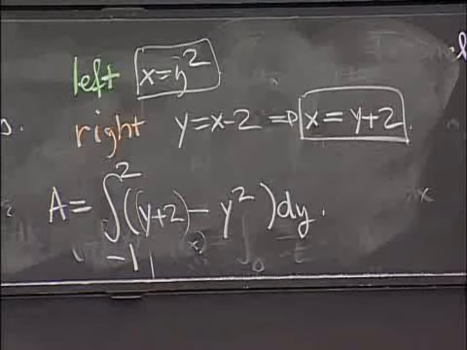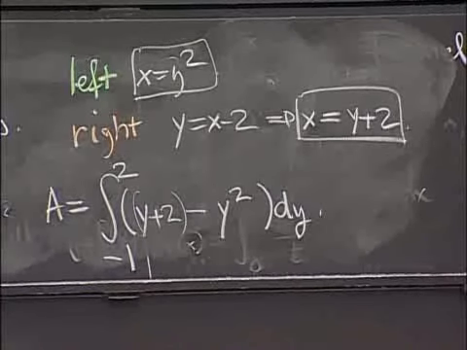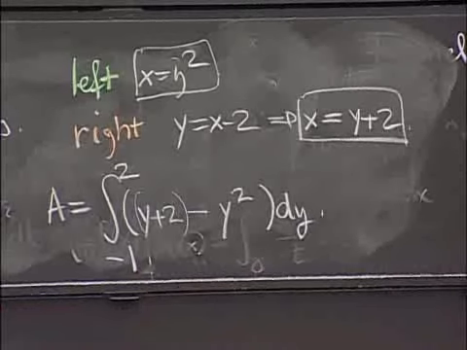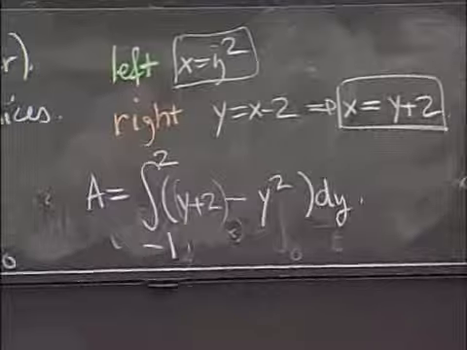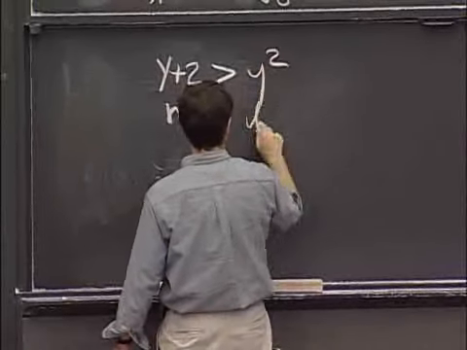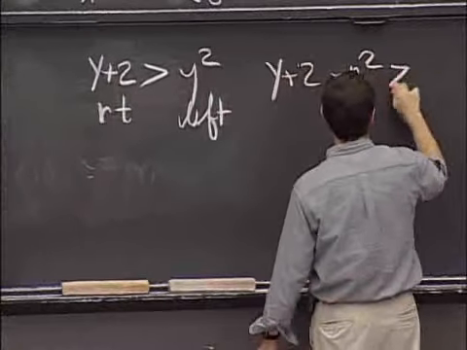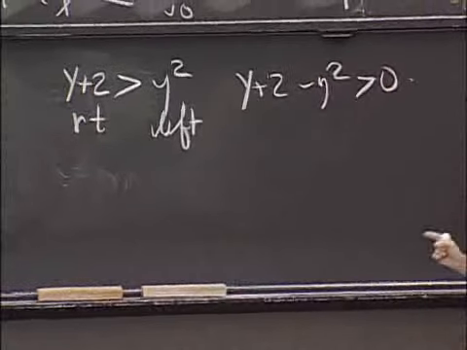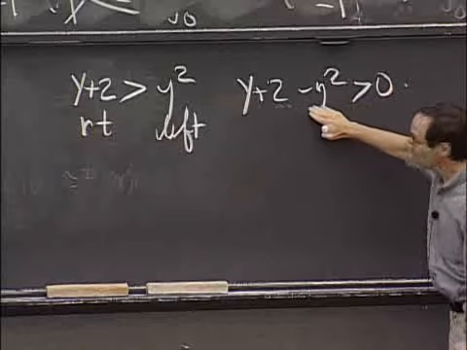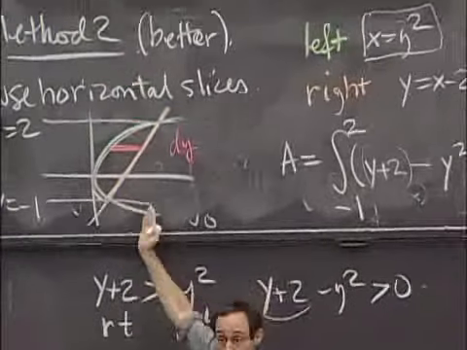What was the question? Why is it right minus left? That's very important. And that's actually the point that I was about to make, which is this, that y plus 2, which is the right, is bigger than y squared, which is the left. So that means that y plus 2 minus y squared is positive. If you do it backwards, you'll always get a negative number, and you'll always get the wrong answer. Right? So the right-hand end minus the left-hand end gives you a positive number.